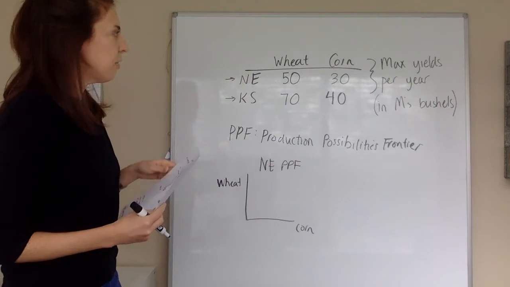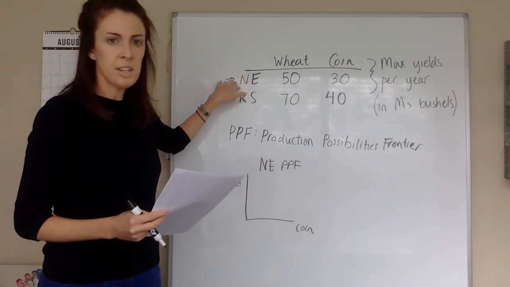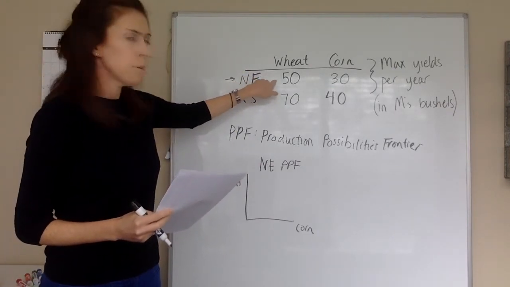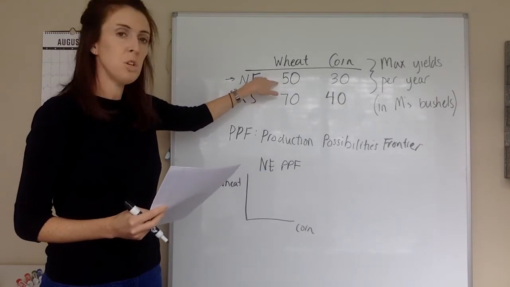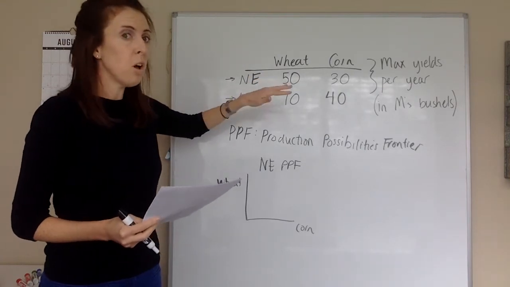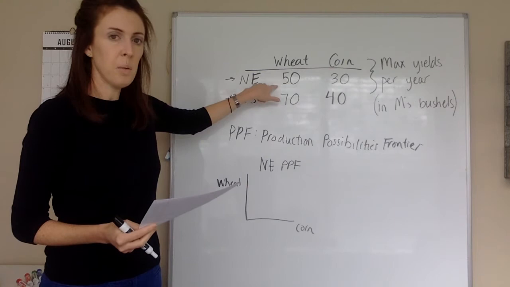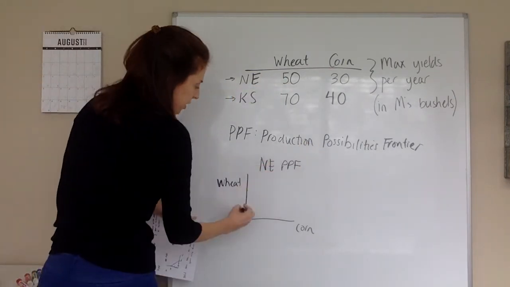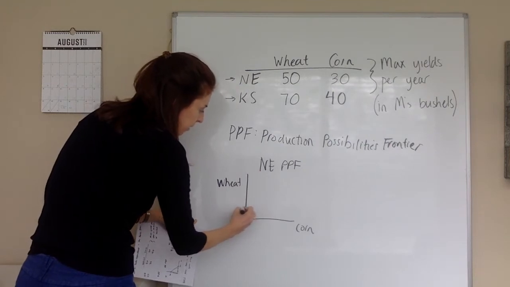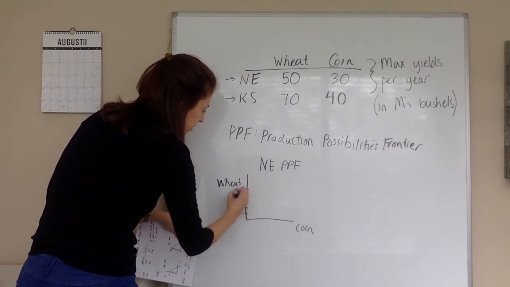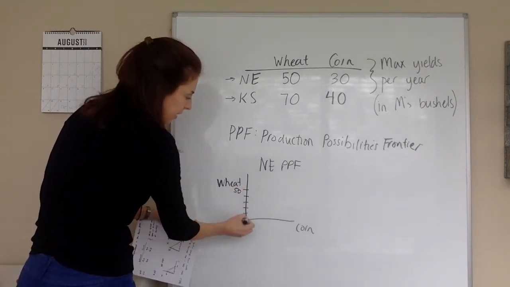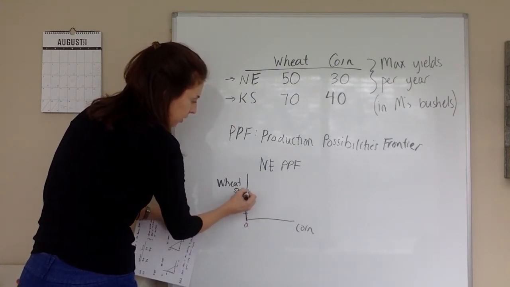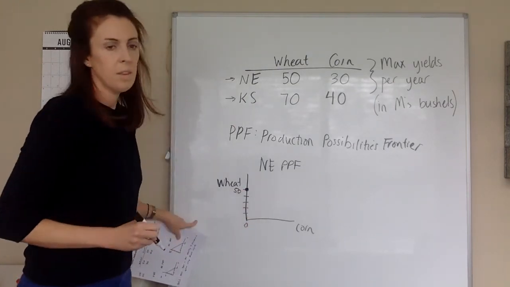And if Nebraska took all of their land and used all of it for wheat production, then what's possible is they could make 50 units of wheat. But if they were using all of their land for wheat production, then that would come with 0 units of corn. So it would be possible at the frontier for Nebraska to make 50 units of wheat and 0 units of corn. So there's going to be a coordinate there.